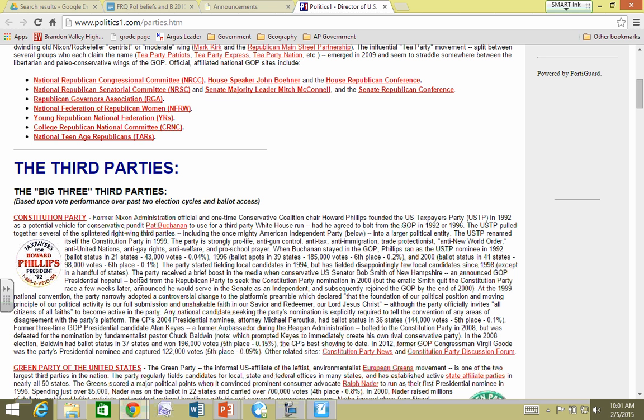So sometimes when you look at minor party candidates, they may be running for, let's say, president, but they may not get their name on the ballot in 10 or 15 or 20 states. Well, obviously, they're not going to have much of a chance of winning. They're at a huge disadvantage to begin with, just because of name recognition and so on. They may not even get enough signatures to get their names on the ballot. But the Constitution Party does in South Dakota.